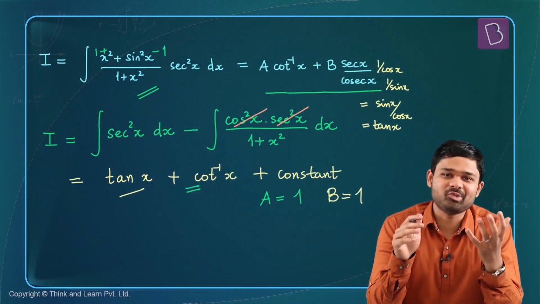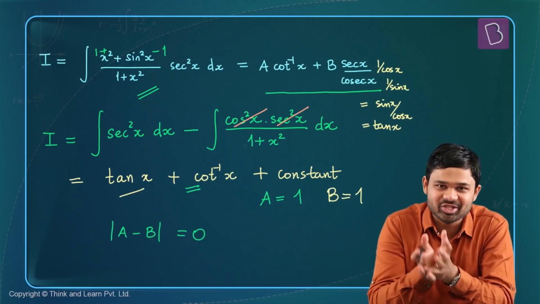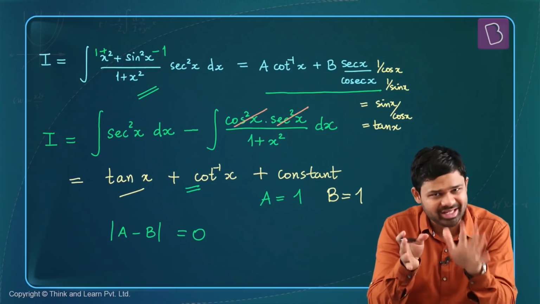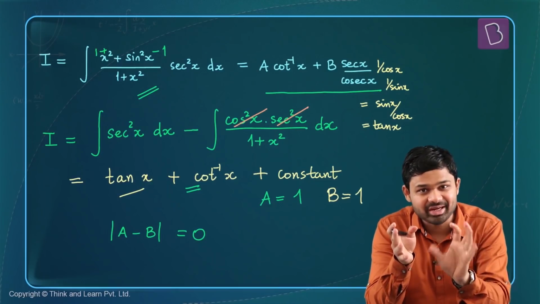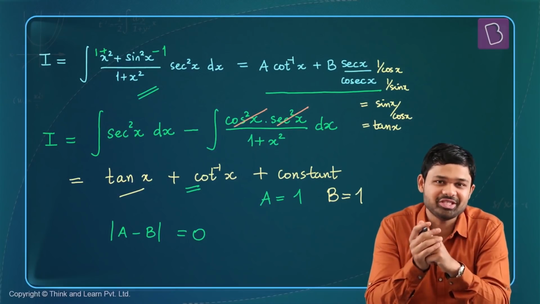If a is 1, b is 1, a minus b is 0, and mod of 0 is 0. So the correct answer to this question is nothing but 0. Very simple question. At first, it looks like a monster, but then if you divide and rule, the question is very, very simple to solve.